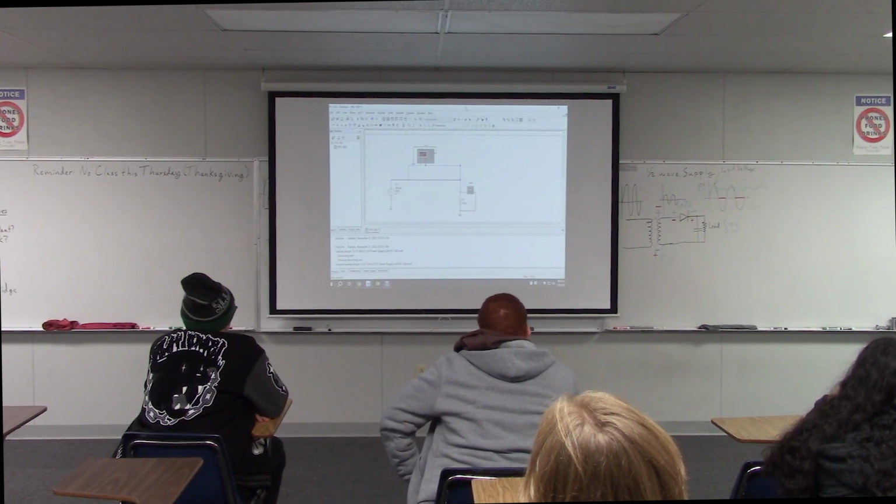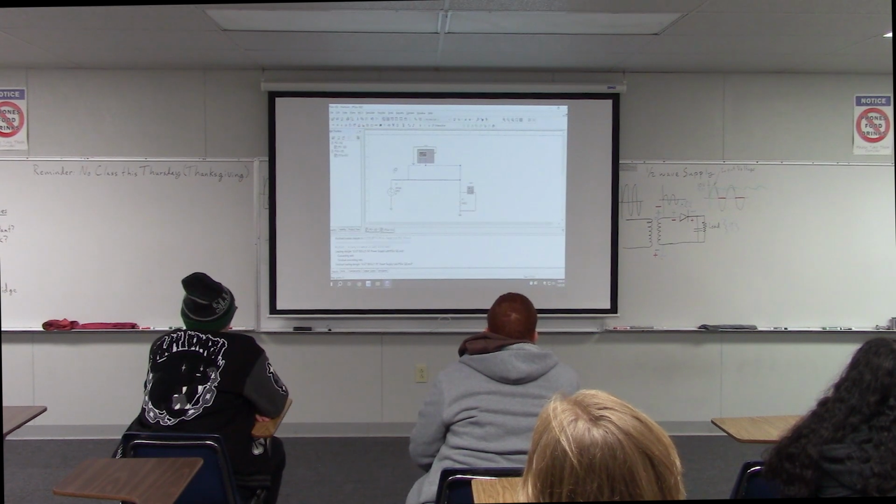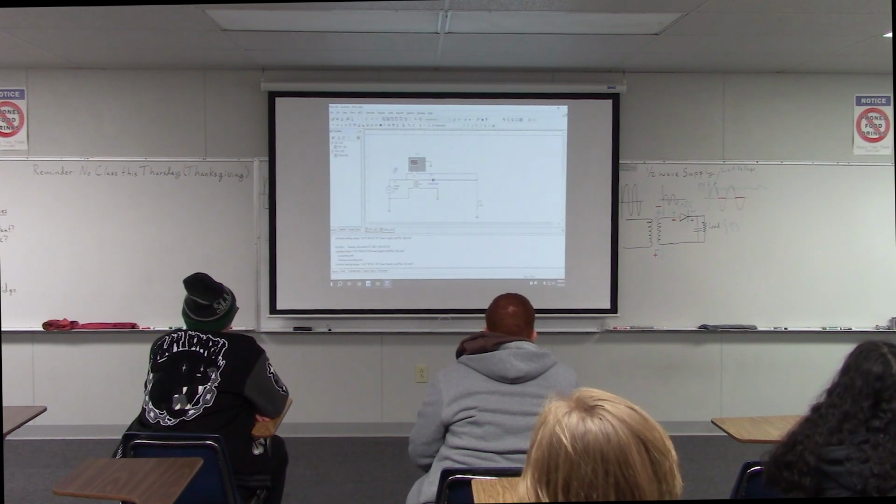Anyway, so this is the half-wave rectifier circuit.